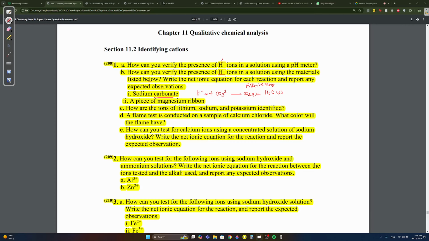This is also the net ionic because this is aqueous. This turned from aqueous to liquid, so you write it, and this turned from aqueous to gas, so you write it. You should memorize this, okay? This is the net ionic.